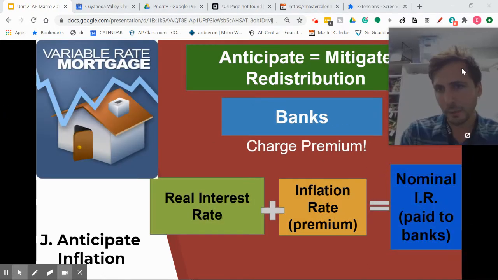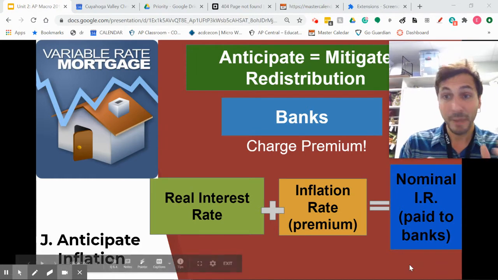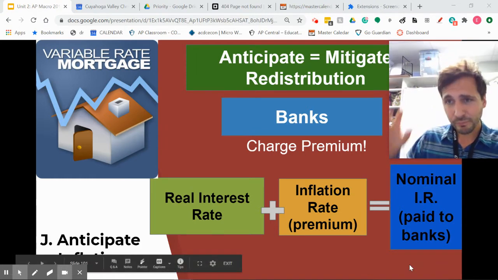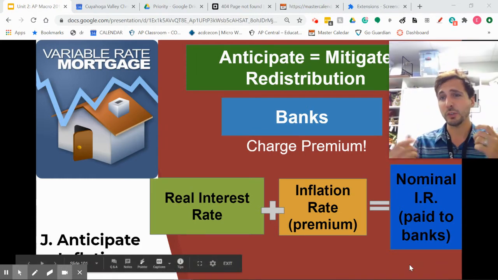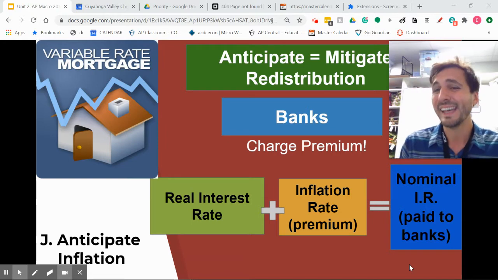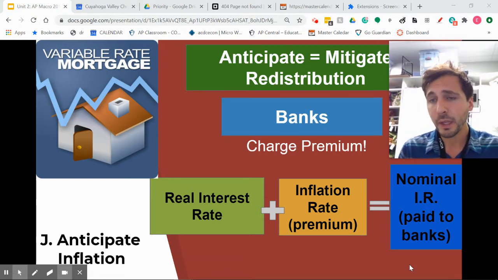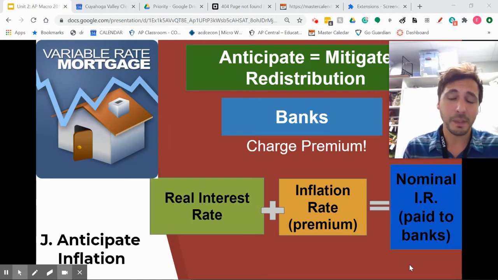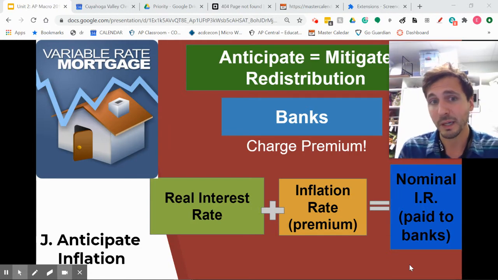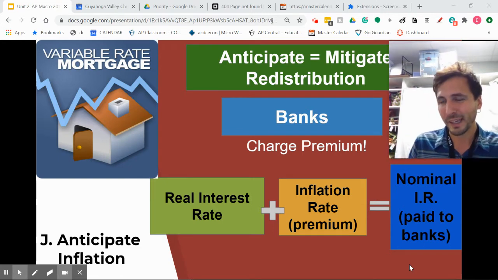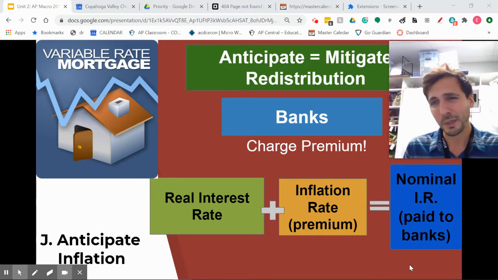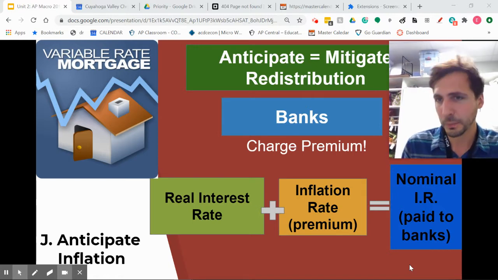Banks do the same thing. I was promising that I'd talk about this. Banks anticipate inflation as well. If I anticipate inflation, I'm going to do whatever it takes to mitigate the negative effects, to get rid of them, right? So banks just charge a premium. The real interest rate is the profit that banks make from lending you money, right? They charge you an interest rate, but they don't want to sit there holding the bag for inflation. They don't want it to chunk into their profits. So they add the inflation rate to it.